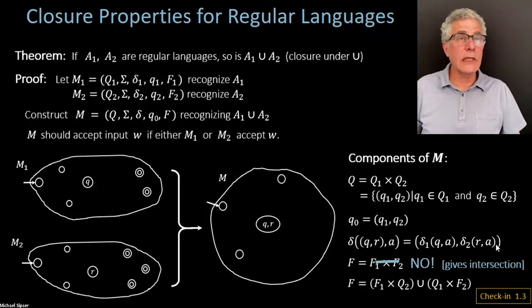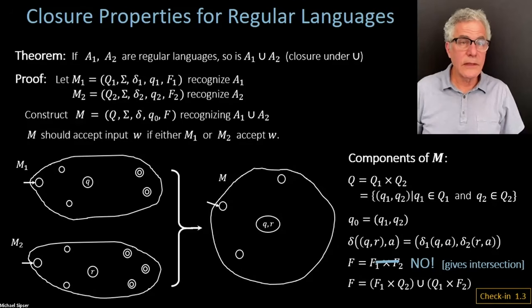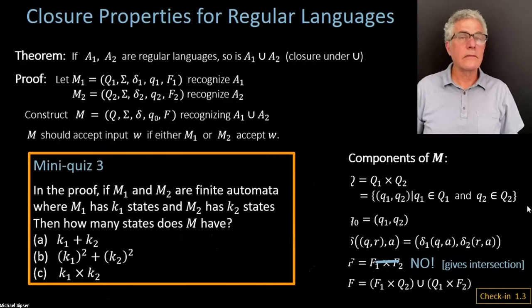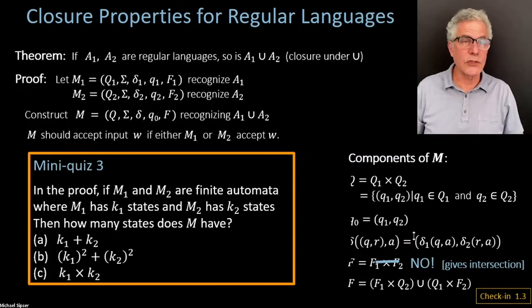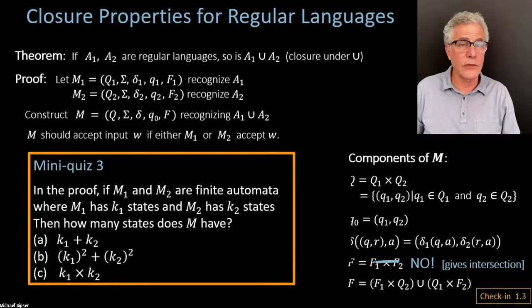Okay, so here's a quick check-in. Let's do another poll here. You thought we were done with these. It was too complicated to write it out in the poll, so I actually put it up on the slide for you. All I'm asking is, if M1 has K1 states and M2 has K2 states, how many states does M have? Is it the sum of the squares, or the product?